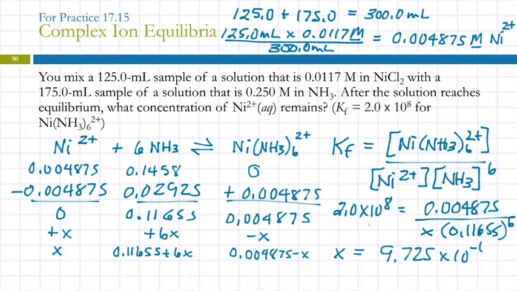And X is 9.7 times 10 to the minus 6. Is the approximation valid here? Is this small compared to this number? Yeah. You can do the calculation, but it's less than 5%.